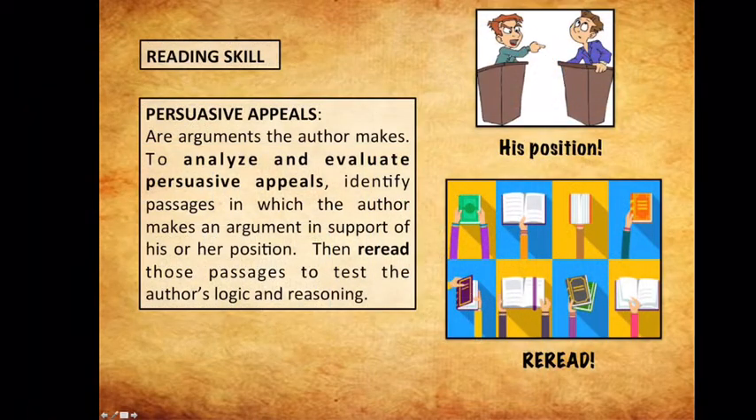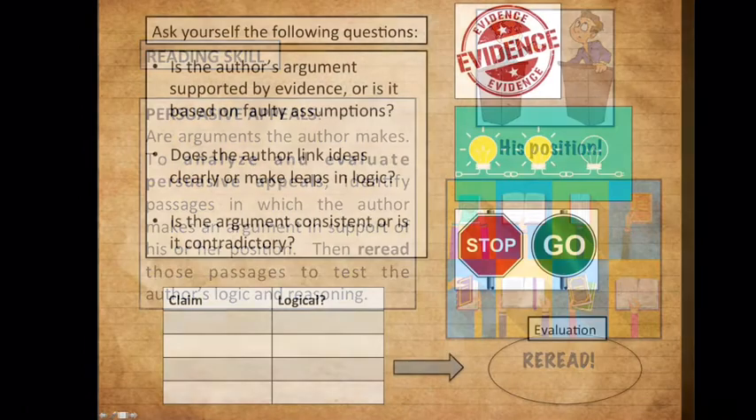Reading skill. Persuasive appeals are arguments the author makes. To analyze and evaluate persuasive appeals, identify passages in which the author makes an argument in support of his or her position. Then read those passages to test the author's logic and reasoning. Authors may use logic, emotion, or a combination of both to sway the reader. Readers should evaluate whether the author's appeal is valid or convincing.